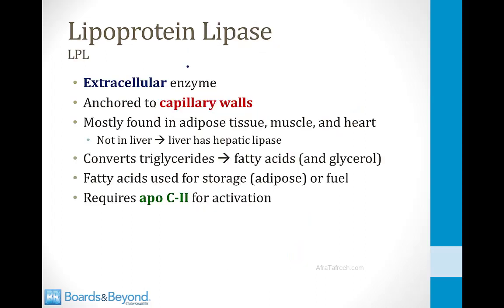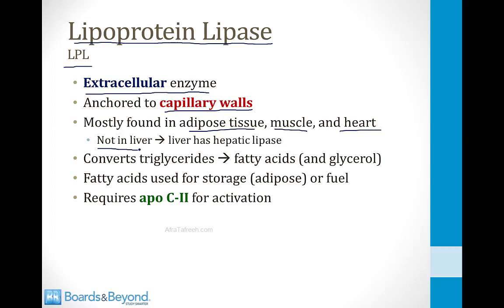Once chylomicrons begin to circulate in the plasma, they will encounter an enzyme called lipoprotein lipase, or LPL. This is an extracellular enzyme that is anchored to capillary walls, and it's found mostly in adipose tissue and the muscle and the heart. Importantly, it is not found in the liver. The liver has its own lipase called hepatic lipase.